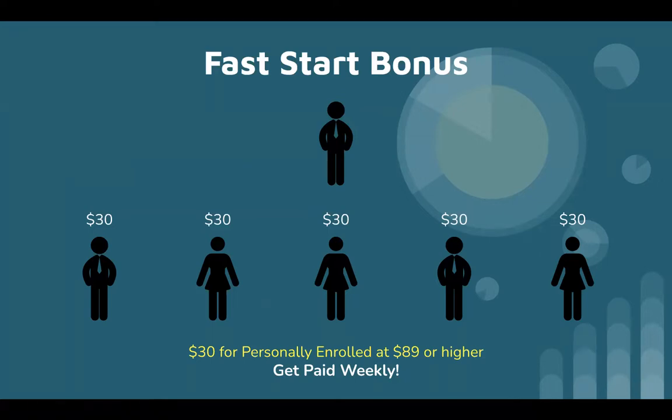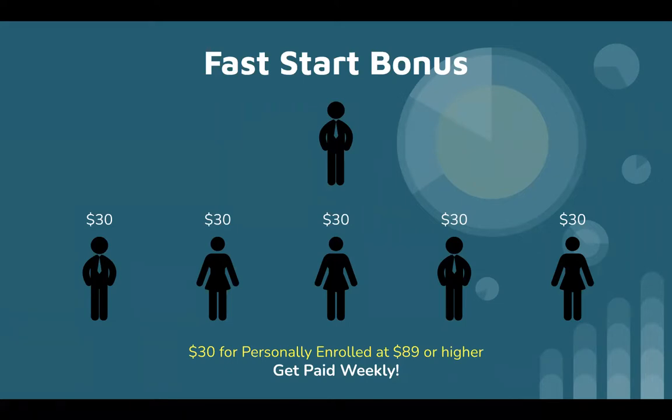Now, there's only 3 parts to this compensation plan. Please remember, it seems like there's a lot, but there's really only 3. The first part of the compensation plan is what we call a fast start bonus. Now remember, this is based on an $89 package or higher, right? As you bring people in on an $89 package, you can see there's 5 people here. You've brought in 5 people. Every time you bring in someone on an $89 package or higher, you will receive a $30 fast start bonus, and that is paid weekly, every single week.